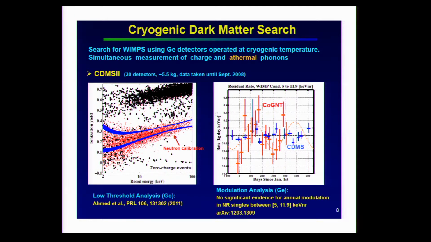We also did some modulation analysis between 5 and 11.9 keV. We didn't see any significant annual modulation, and you can see here the rate as a function of time. In blue is the CDMS rate, and in red, sorry, the CoGeNT modulation. 5 keV corresponds to around 1.2 keV for CoGeNT, so we probe a large part of the energy range of CoGeNT, but not quite everything.